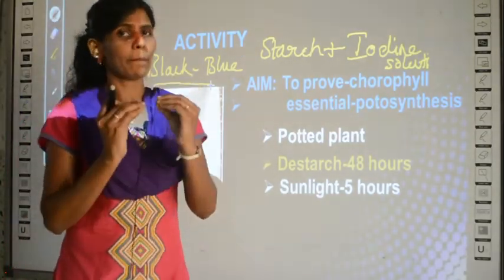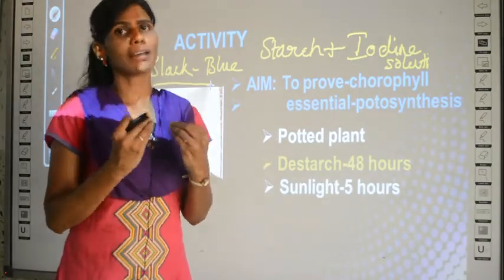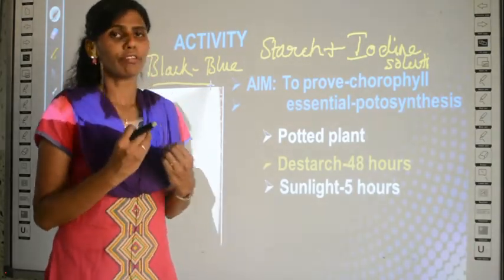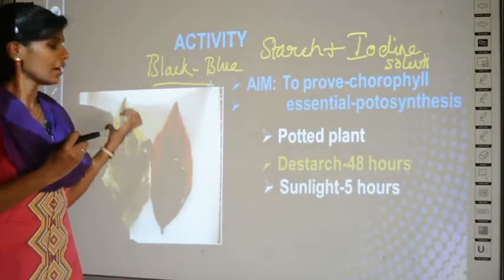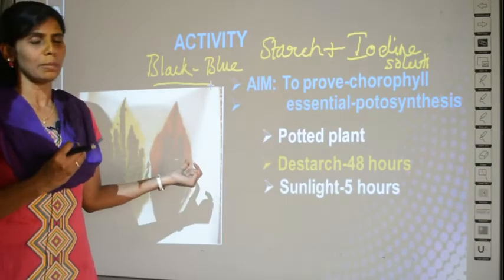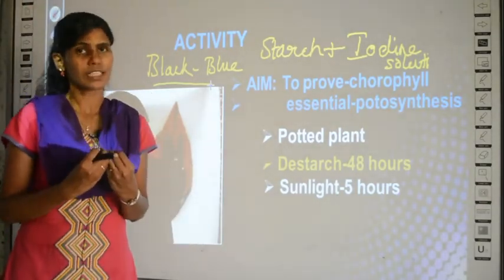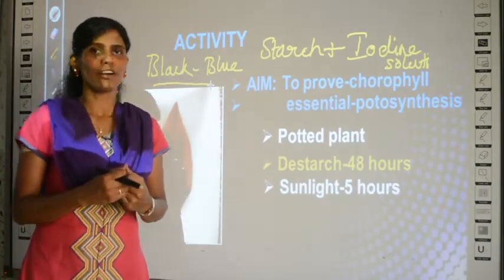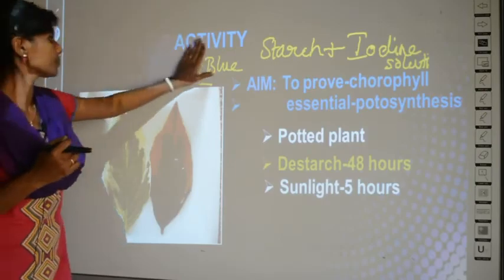photosynthesis will happen and starch is produced only in the places where there is chlorophyll. Chlorophyll is present in the green portion, and that's why from the result we have got the blue black color. This is a proof that chlorophyll is present and it is responsible for photosynthesis in the green portions of the plant.